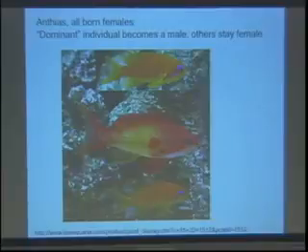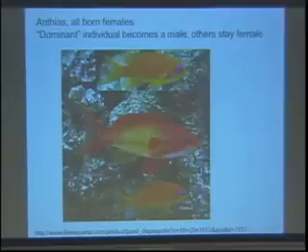So the sex isn't determined genetically. It has to do with hormone balances in the animal, and then it will start to develop its organs as male or female to fit that. And there are even fish that can switch.